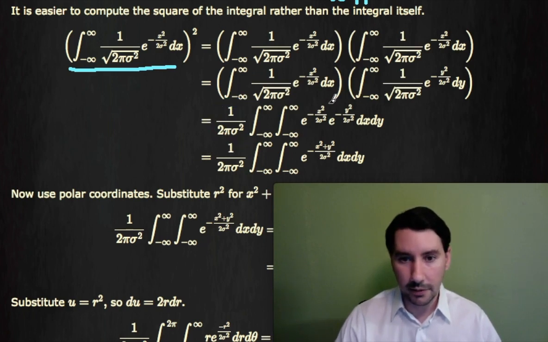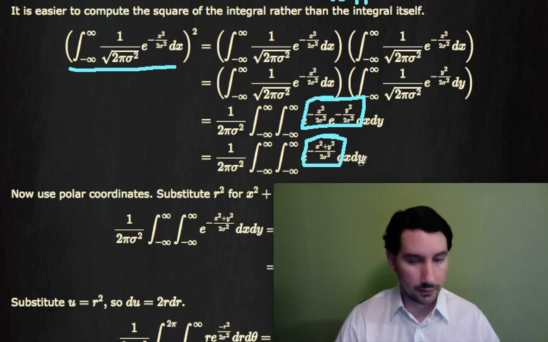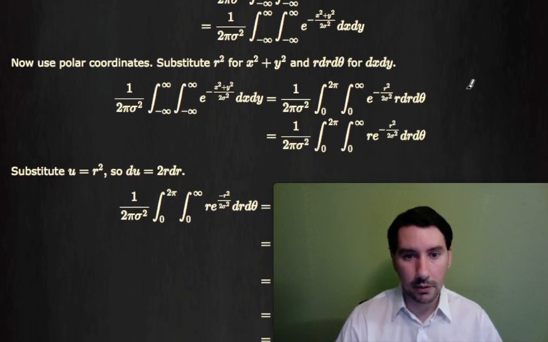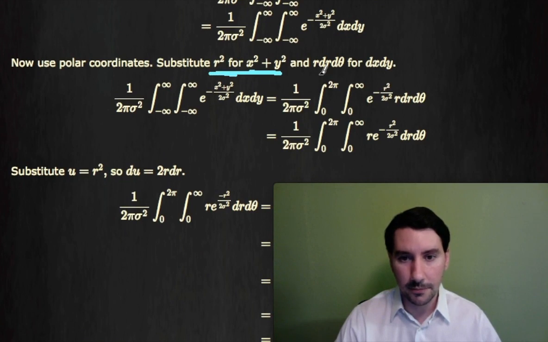Then, doing a little bit of algebra, we can combine these two exponents. So we have minus x squared over 2 sigma squared and minus y squared over 2 sigma squared. So it's minus x squared plus y squared over 2 sigma squared. Now we can substitute for polar coordinates. So x squared plus y squared could be substituted for r squared, and this dx dy becomes r dr d theta. So the integral from negative infinity to infinity of x and y becomes the integral from 0 to 2 pi d theta, and the integral from 0 to infinity dr of e to the minus r squared over 2 sigma squared times r, where this r comes from the r dr d theta.